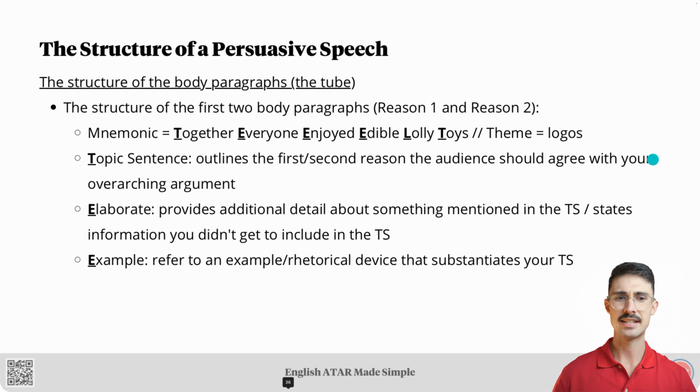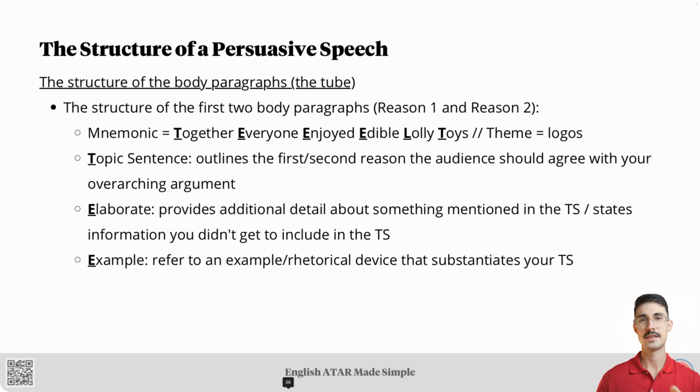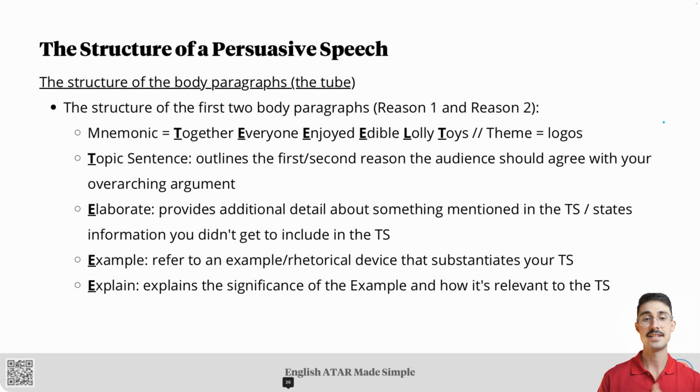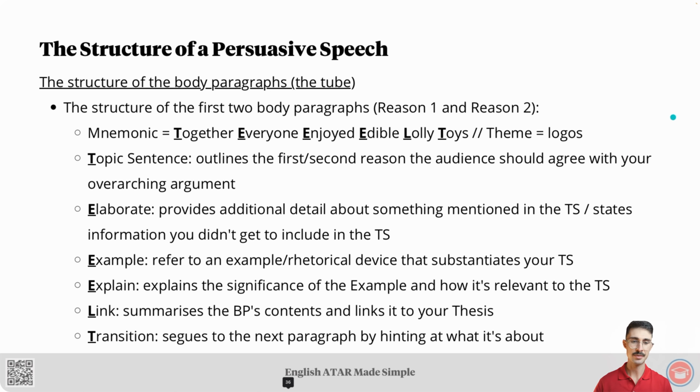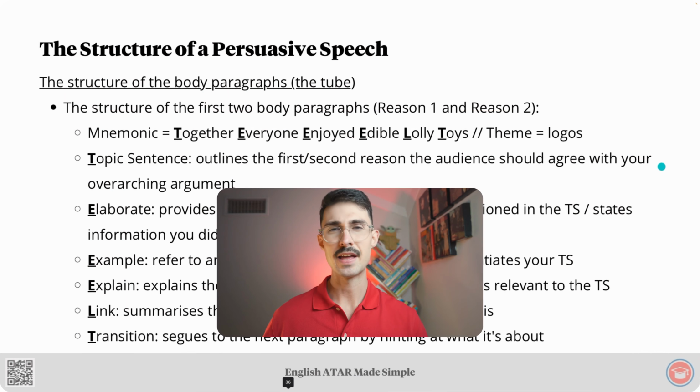The next E is example, and here you should refer to an example or rhetorical device that backs up your topic sentence. The explain then explains the significance of the example and how it's relevant to your topic sentence. The link summarizes the body paragraph's content and links it to your thesis. Finally, the transition element segues to the next paragraph by hinting at what it's about. That's the structure of the first 2 body paragraphs of the tube.